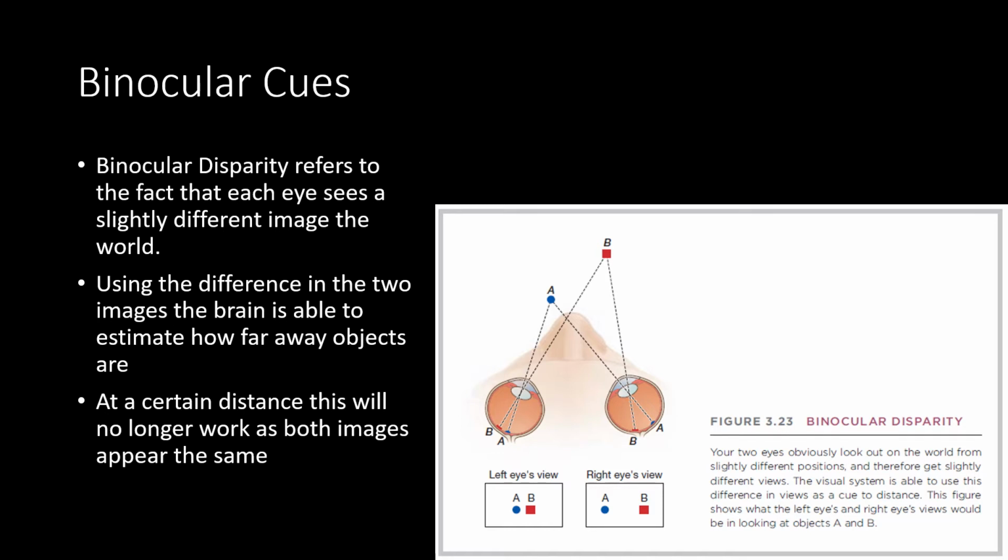Here you can see that as the left eye is viewing its dot, the A and the square B are very close together, while the right eye is looking at the same two images, but the image cast on the retina is a little bit different. Now the brain is able to compare the difference between these two images and use this as a way to evaluate the distance, both A and B in this case would be, from the person, or from the eyes ultimately.